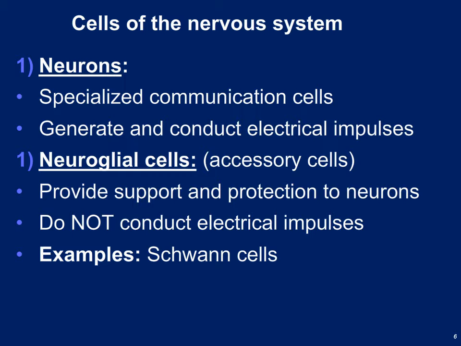On the other hand, neuroglial cells are sort of the accessory cells. They don't generate electrical potentials or charges, but they do provide support and protection to neurons throughout the body. And examples of neuroglial cells include things like Schwann cells.